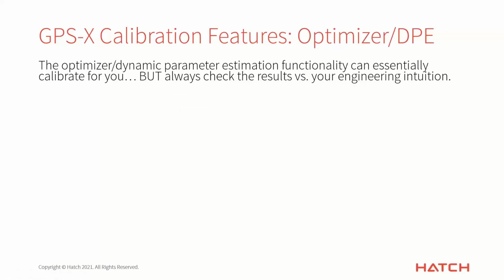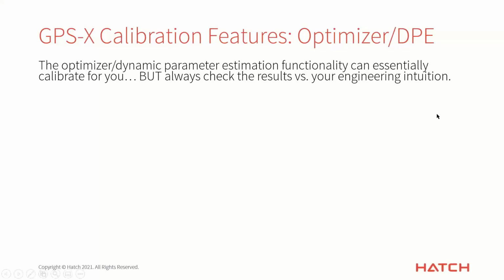Finally, I wanted to talk about the optimizer or dynamic parameter estimator. It can essentially calibrate for you, but as a warning, you should always check the results versus your engineering intuition. For those who don't know what DPE is, basically it's a dynamic optimizer that allows you to set a time window for how frequently the manipulated variable is going to be changed.